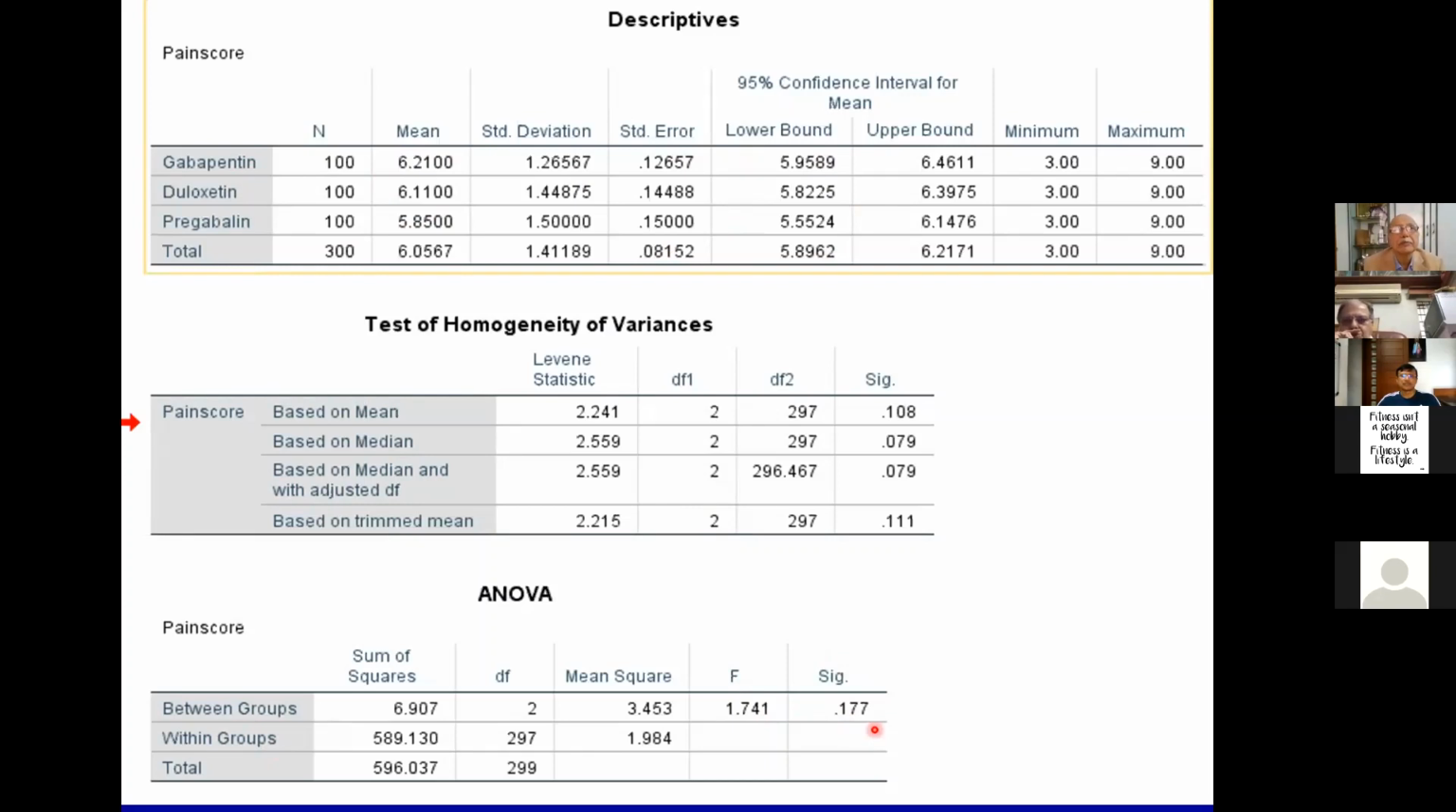0.177. We had 300 people in this group, and we did this between these 3 drugs, and we got the significance. So if you were sitting in front of me, I would ask one of you to interpret this. What does this significance of 0.177 mean?